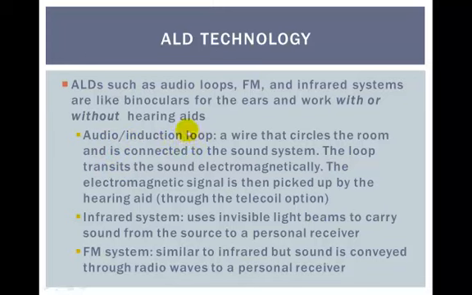An audio or induction loop is a wire, and I think you'll also see some images in the upcoming slides, a wire that circles the room and is connected to the sound system. Sometimes these are utilized in conference room settings, or places of worship, or theaters, places like that, because it can cost $2,000 to $5,000 to have this system put in, and that's an approximation. So a wire is laid that encircles under the carpet or the base of the walls of a room, and it's connected to the sound system.